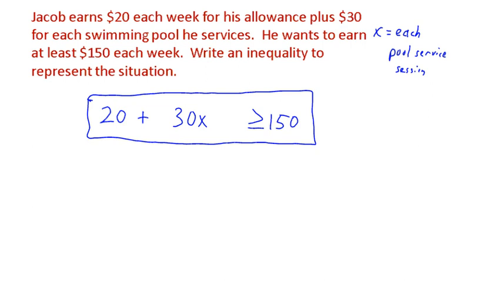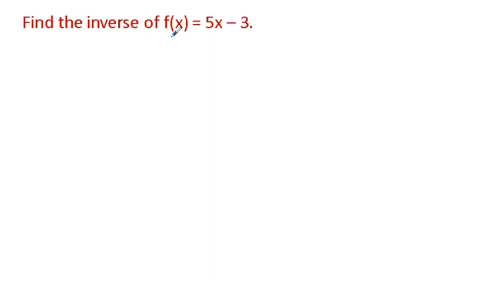Next, find the inverse of f of x equals 5x minus 3. Well, we already talked about the four-step process, step one of which is taking that f of x and changing it to y. So we have y equals 5x minus 3. Next step is going to be switch x and y. So we're going to rewrite this as x equals 5y minus 3.